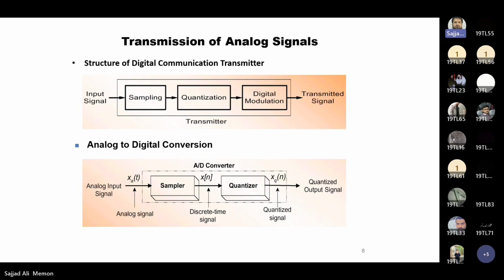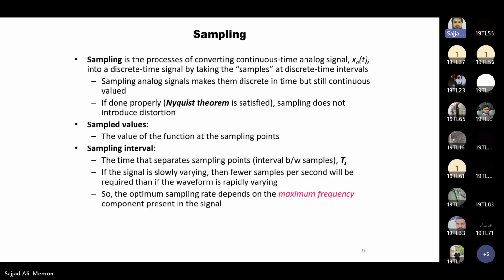At the start, at the input, analog signal is continuous time, continuous valued signal. Then it is converted into continuous time but discrete value signal, and then it becomes discrete time and discrete value signal after the quantization. So let's see what is sampling.